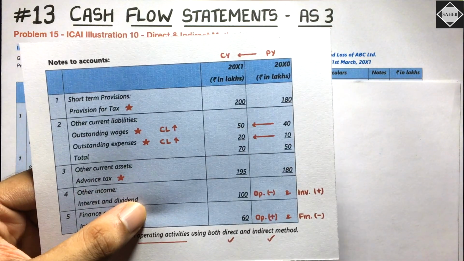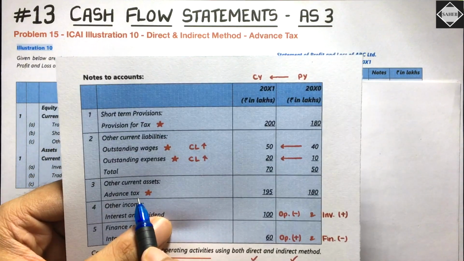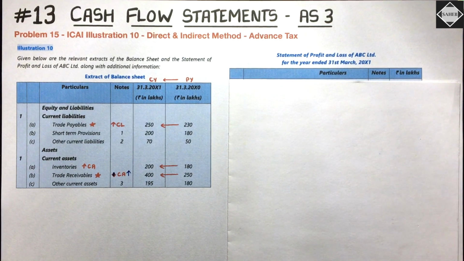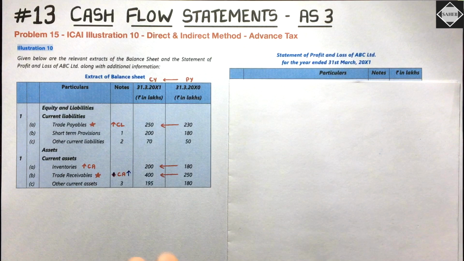Okay, fine. So what are we going to do about this advance tax? We have to open a ledger account for this, and we'll see how to do that. It's really simple, it's not difficult. We'll combine the provision for tax and advance tax together in one account and find out how much tax is paid. Okay, we'll see that.